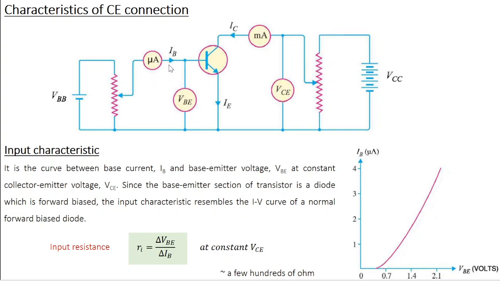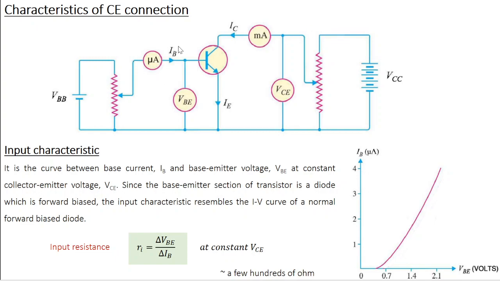Similarly, you have two currents, input current IB and output current IC. So basically you have two types of characteristics. One is the input characteristic, which is going to tell you the relation between VBE and IB. Second one is the output characteristic, which will reveal the relation between VCE and IC. So you need to have two ammeters, one for IB measurement, one for IC measurement, and two voltmeters, one for VBE measurement and one for VCE measurement.